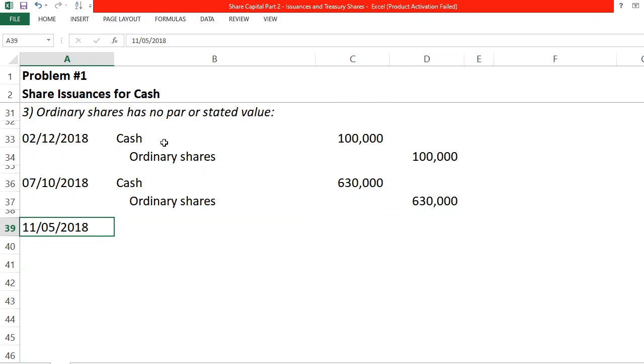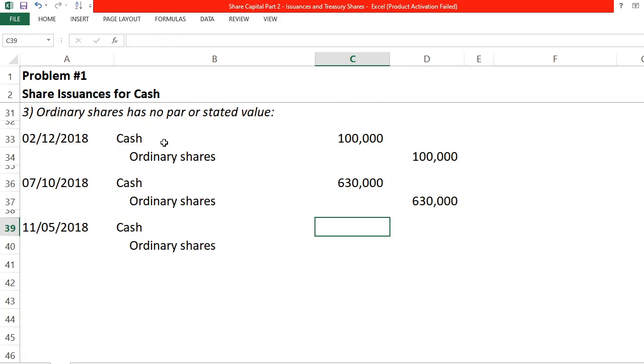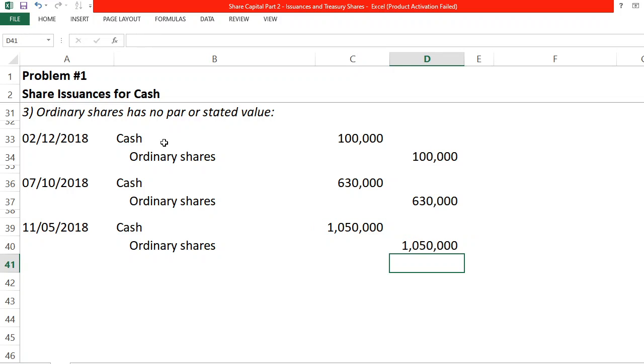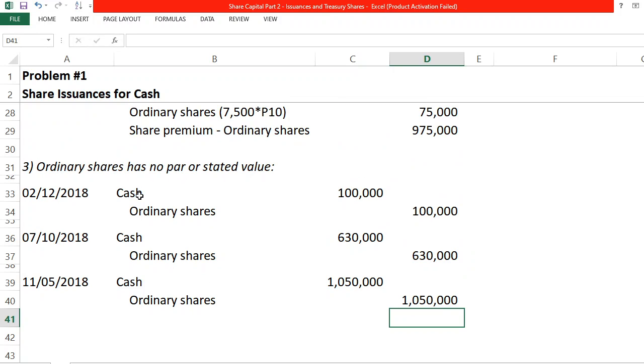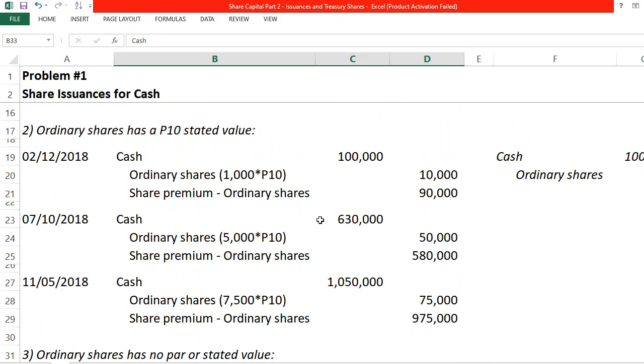6:30 po ang i-record. And then, on November 5, the same, although the amount is 1.05 million. Okay? So, kung ang atong gamiton kay ang revised corporation code, kanipod unta ato ang entry for this transaction, this assumption.